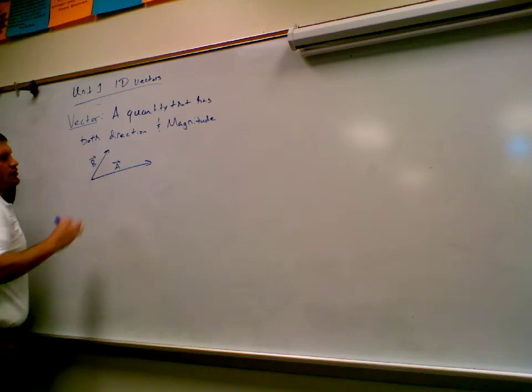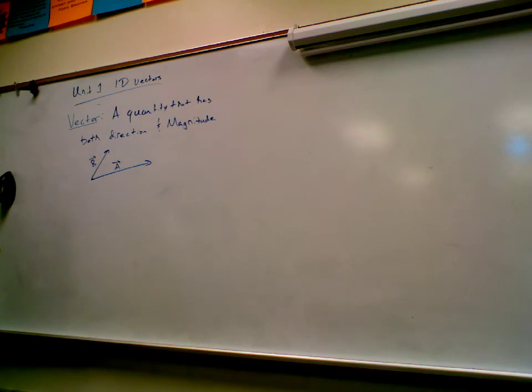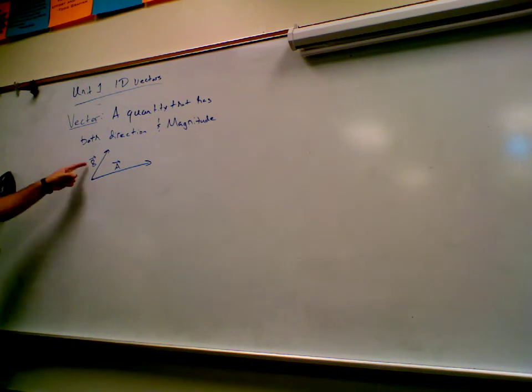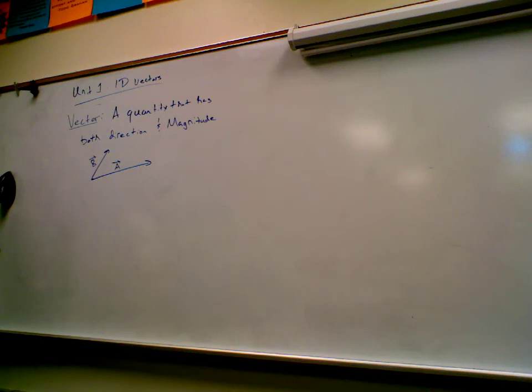Okay. Now I know they're vectors because what did I draw on top of them? Arrows, right? That means these little arrows mean that those letters A and B represent vectors. Okay. Now these two vectors A and B, they have two things going for them. They have a direction and a magnitude.